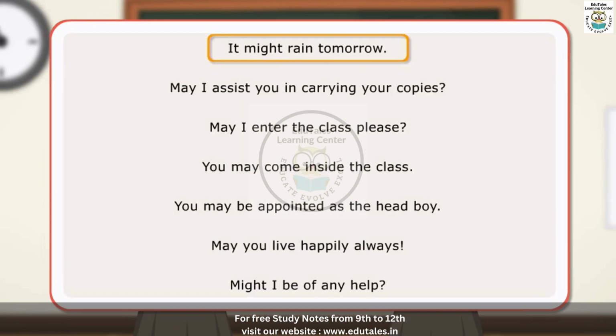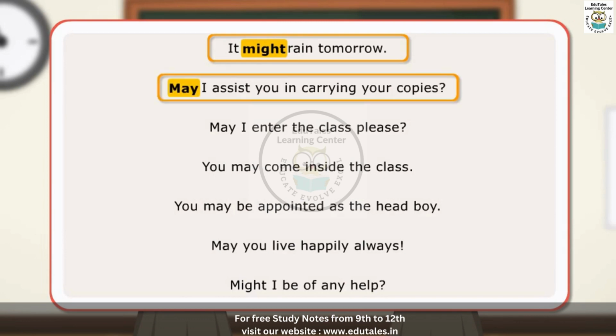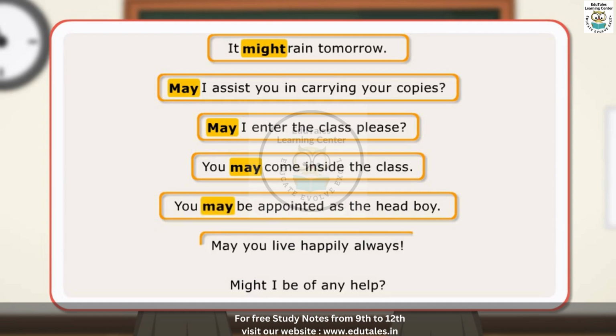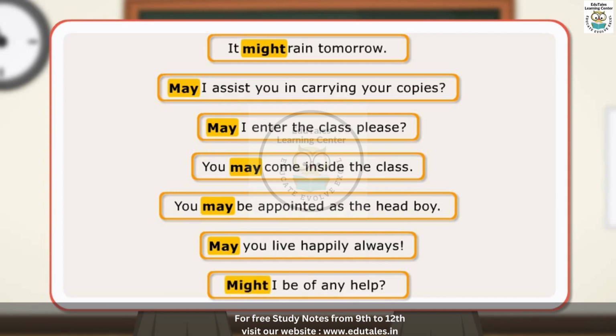In the first sentence, might has been used for a weak possibility. In the next sentence, may has been used to make an offer. In the next sentence, may has been used to ask for permission. In the fourth sentence, may has been used to grant permission. In the next sentence, may has been used for possibility. In the fifth sentence, may has been used for expressing a wish. In the last sentence, might has been used to make an offer.